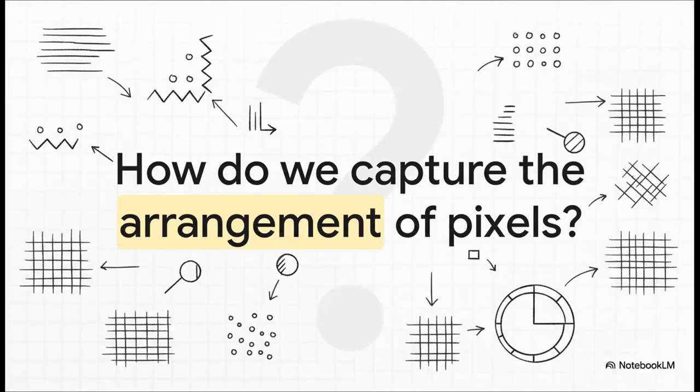So yeah, here's the crucial point, right? Texture and shape, they're not just about what pixel values you have, it's all about how they're arranged next to each other. To get a handle on that, we've got to level up. We need to start looking at the relationships between the pixels.